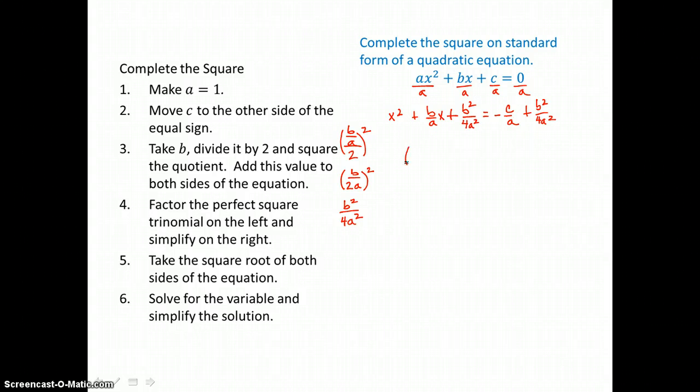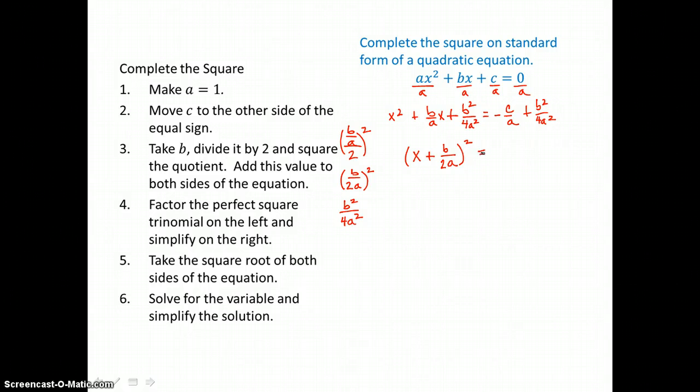Okay, and now I want to factor on the left. Factor that perfect square trinomial into a binomial squared. Take the square root of the first term, the sign of the middle term, and the square root of the third term. Square root of the top is b, and the square root of the bottom is 2a.